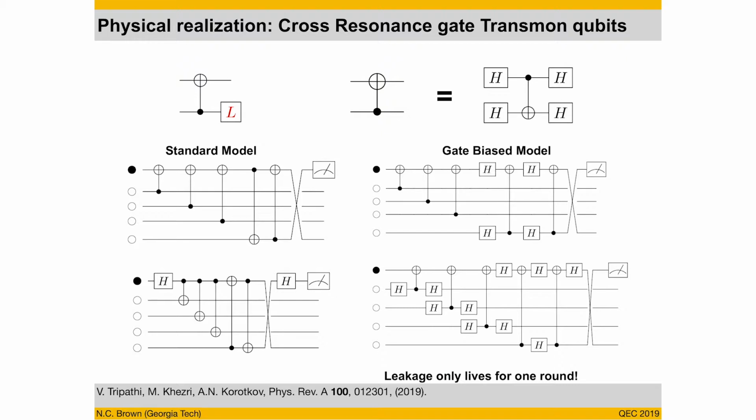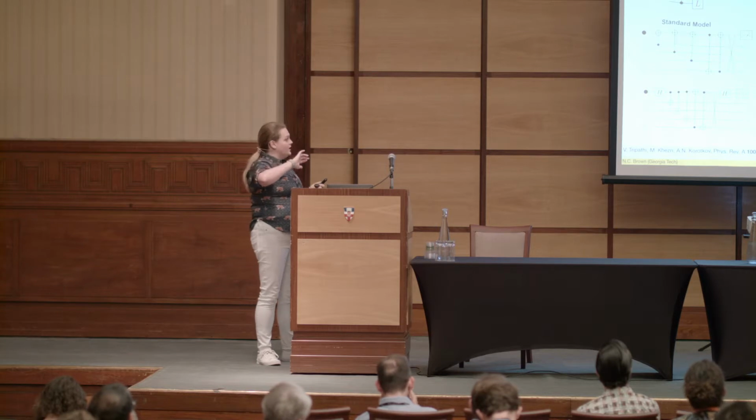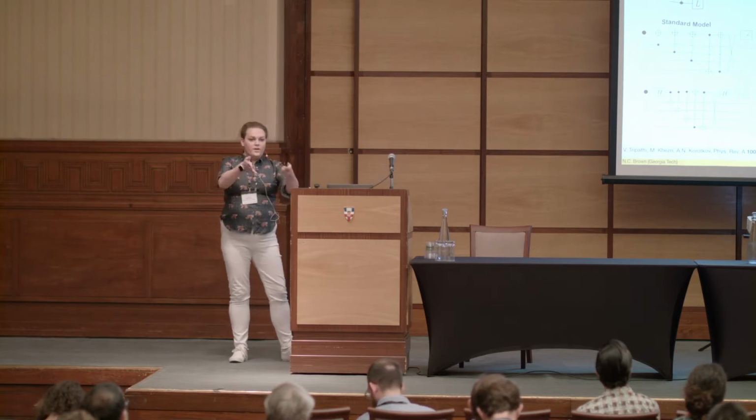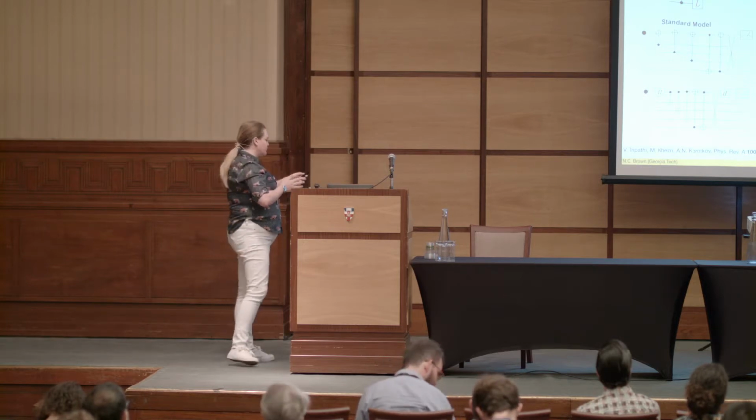Okay, so how can we use this? Well, we know through this gate identity that we can add some Hadamards and flip the direction of our gate. And so that motivates this gate bias model, where we flip the direction of all our CNOT gates so that we can take advantage of this and point the leakage onto the data qubits.